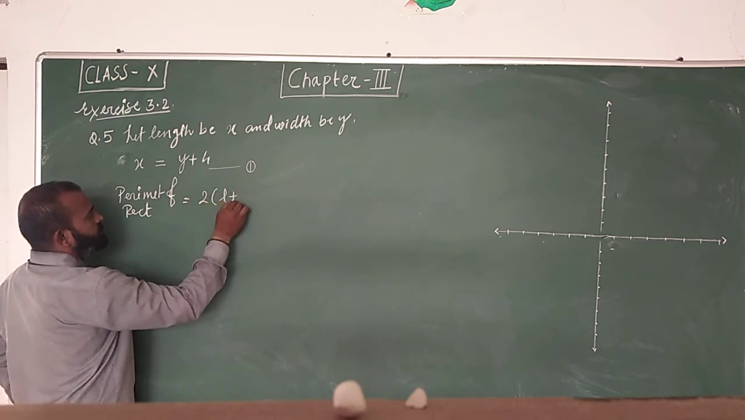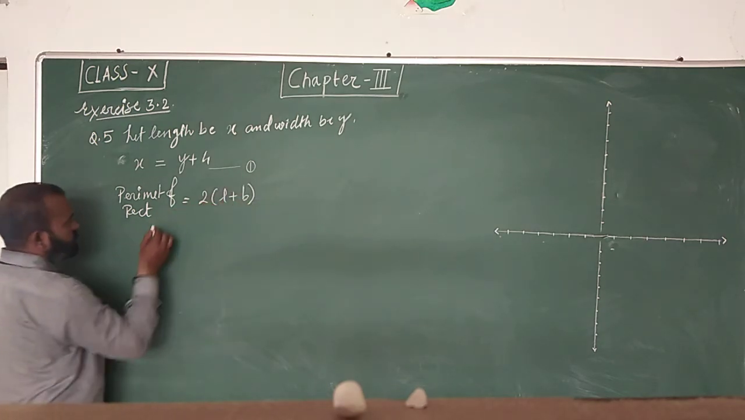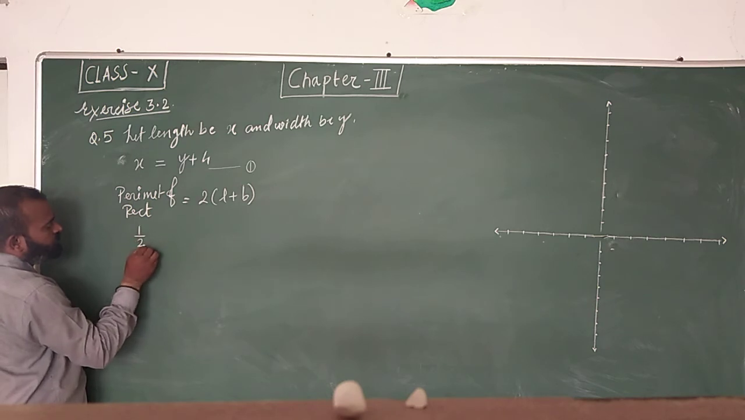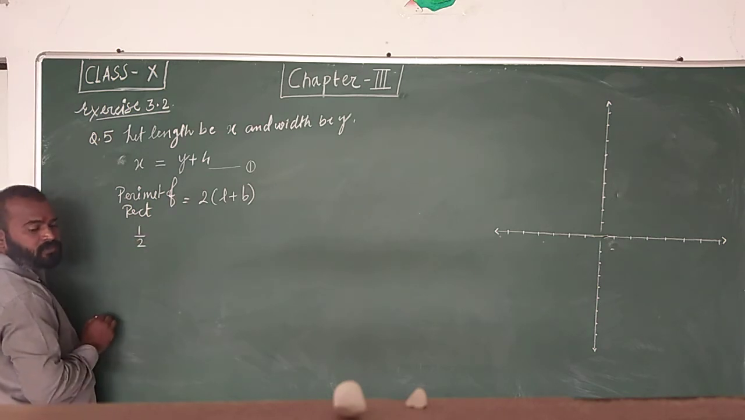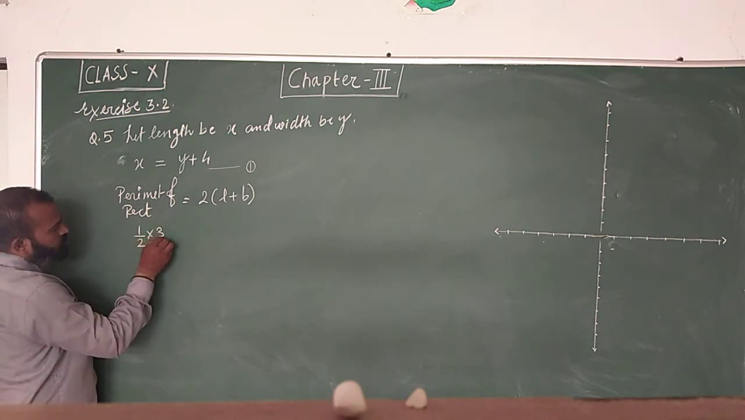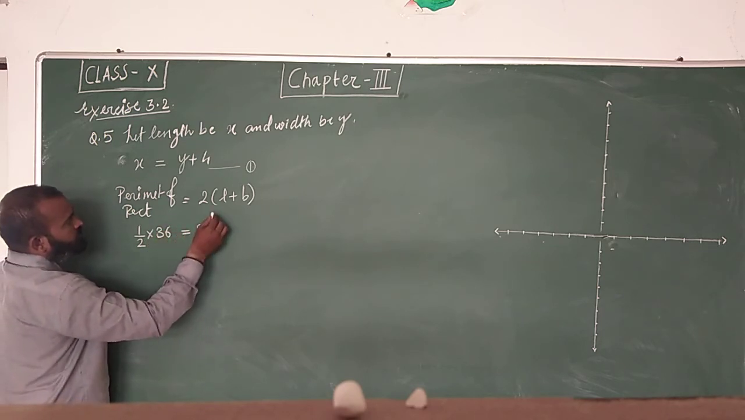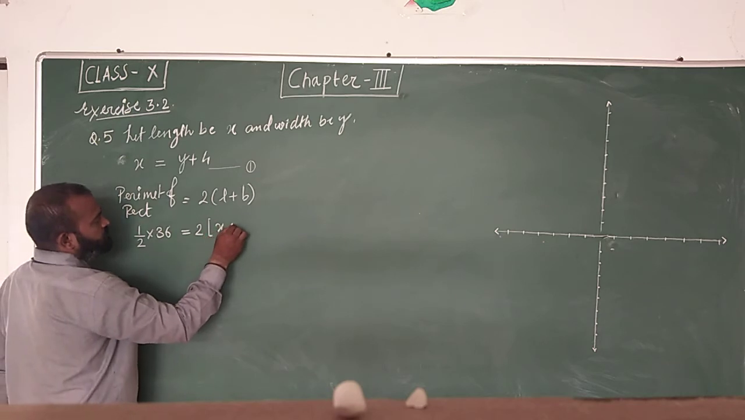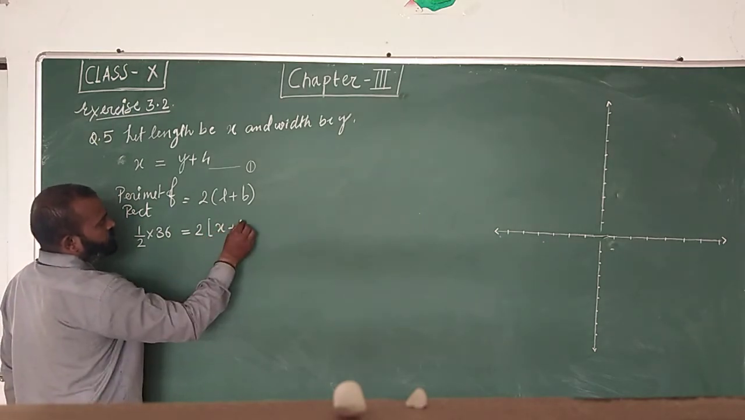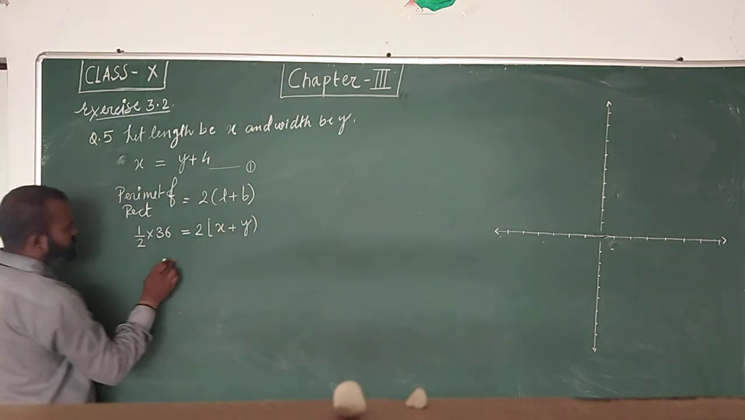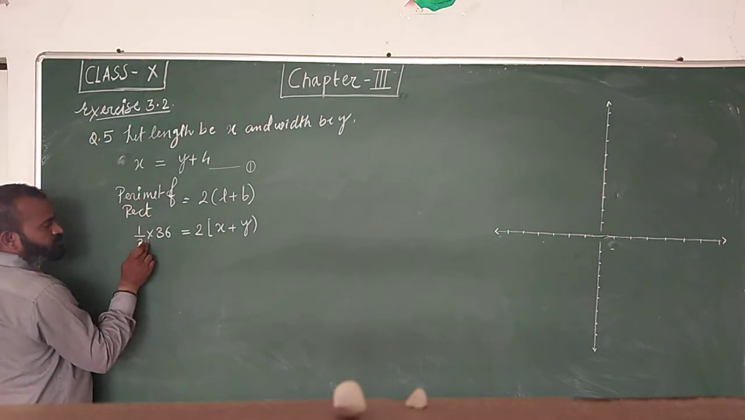Is L plus B. We have half the perimeter. Half perimeter is how much? 36. So half into 36 equals 2 into what is length? Length is x plus breadth is y. Send 2 to this side.